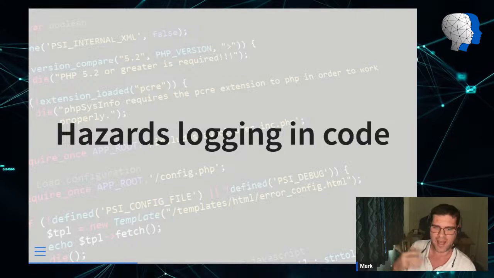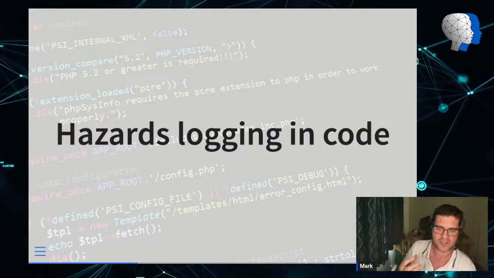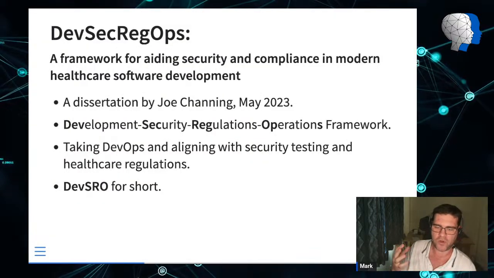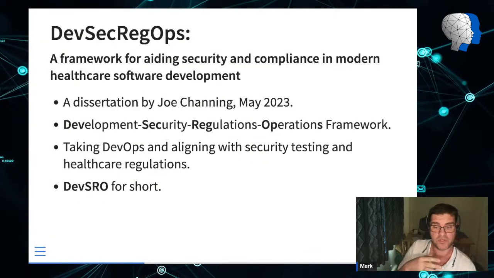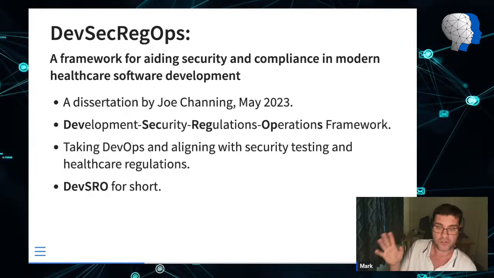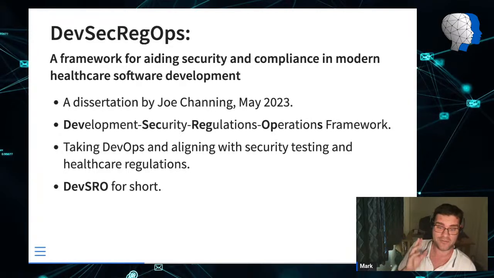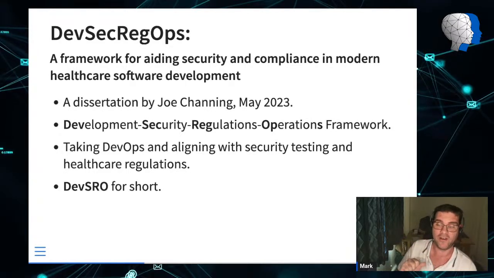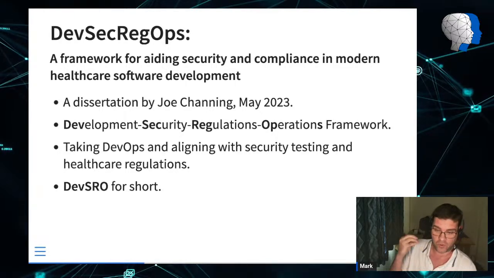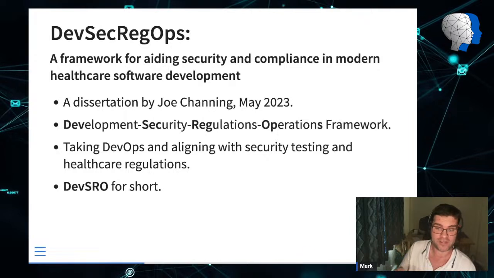Right. Hazards logging in code. This is the other thing that I've seen and discussed with my colleagues recently. And it's on the back of work that Joe, my former computer science student who was on placement with me and now working with Grant in Oxford, did. He did his dissertation on this. A fantastic dissertation. I read it in full yesterday. It's really, really good. Going through how we could incorporate regulations straight into the code along with security and stuff like that.